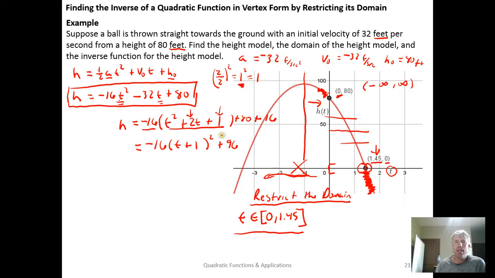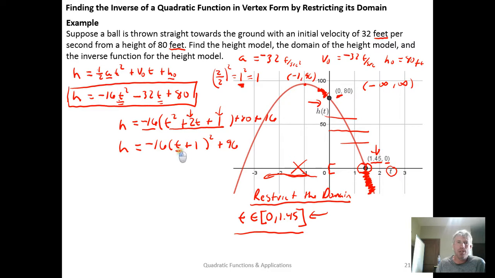I can actually identify from this vertex form the location of the vertex. The vertex is located at, well, the origin on the toolbox function was shifted over 1 to the left and up 96, so this should be located at negative 1, 96. It's not necessary for us to locate the vertex. We're not being asked to do that. We really just need this restricted domain. So let's go ahead and find our inverse function over this restricted domain.